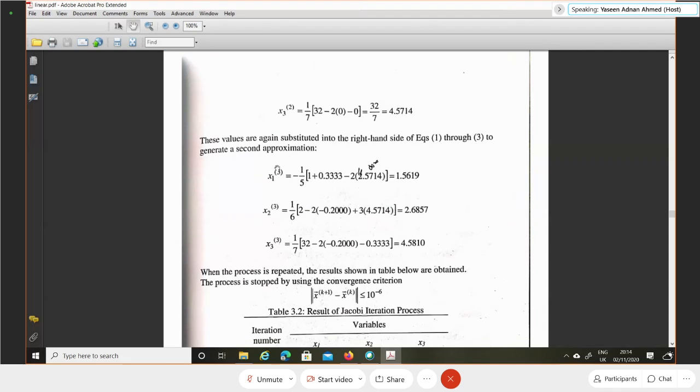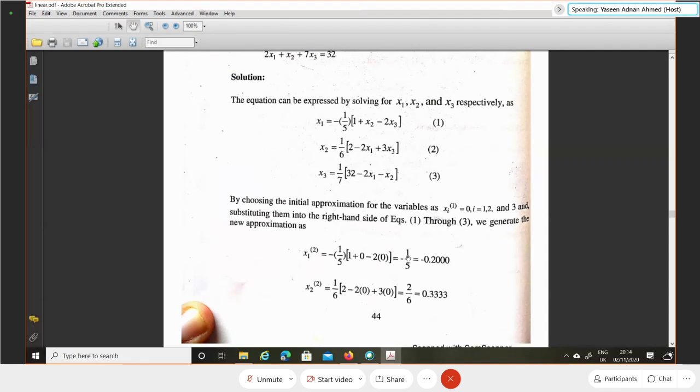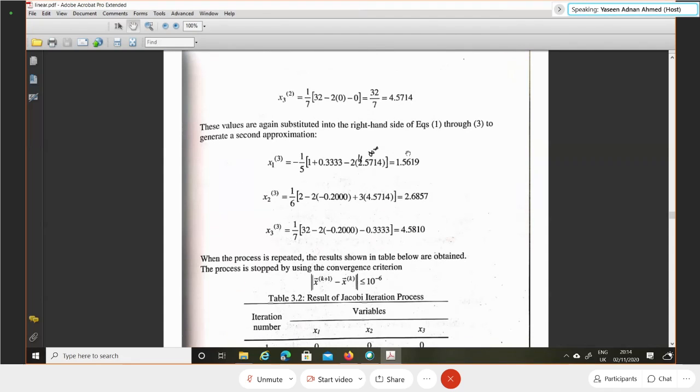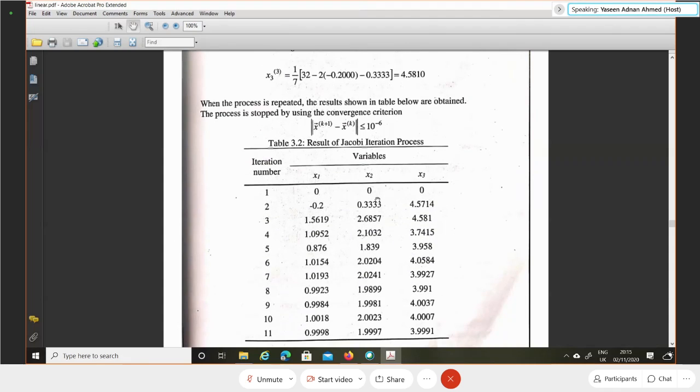For the third iteration, we use the same equations, but we put the values of x1, x2, x3 from the previous iteration. It means if you are doing iteration number 3, you need to put the values of x1, x2, and x3 from iteration number 2. In this case, x1 is minus 0.2, x2 is 0.33, and x3 is 4.57 something. If you put those values, you will get the new set of x1, x2, and x3 for the third iteration. That's how we repeat. Iteration number 1 is 0, 0, 0, then 2, 3, 4.